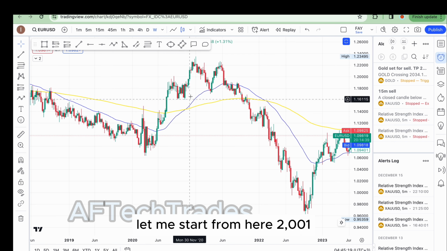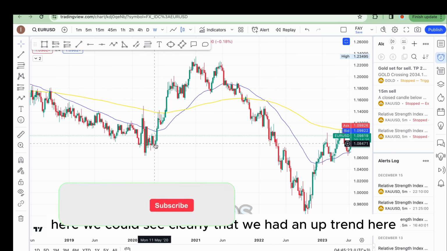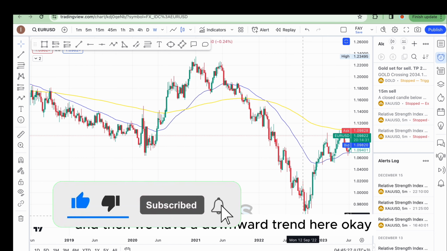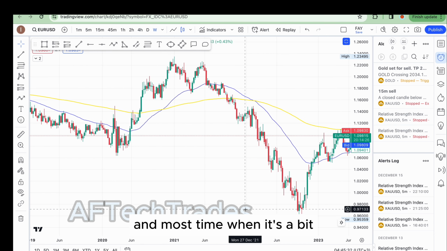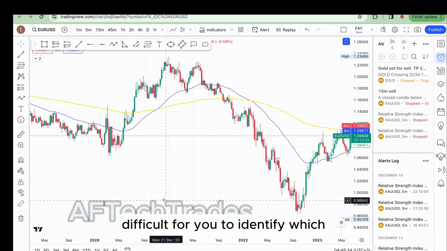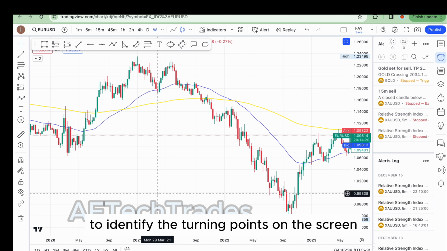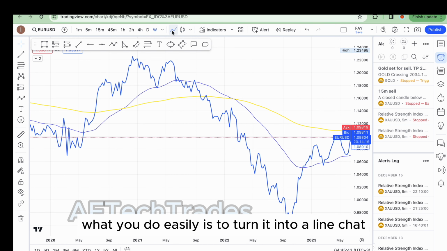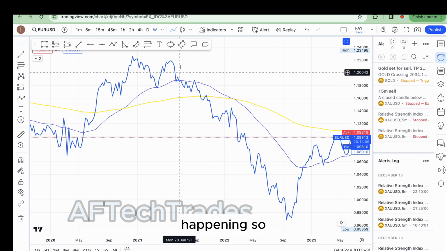Let me start from here, 2001. Here we could see clearly that we had an uptrend here, and then we have a downward trend here. Okay, and most times when it's a bit difficult for you to identify the turning points on the screen, what you do easily is to turn it into a line chart. Then you can see in clear terms where the turnings are happening.